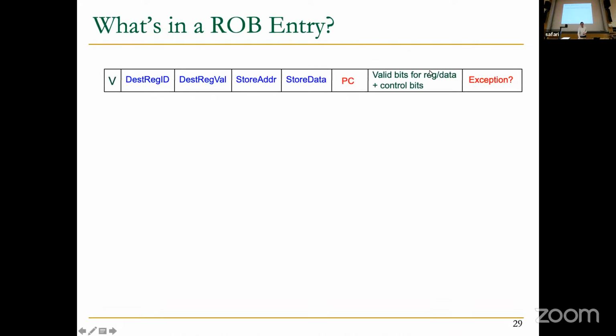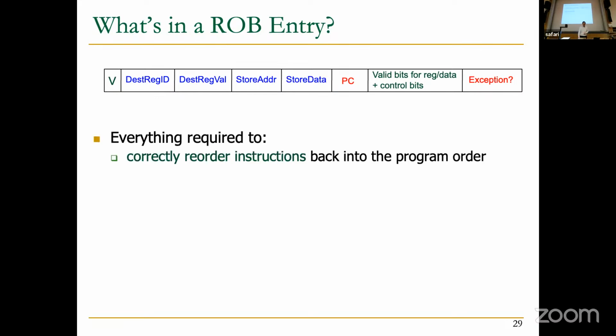And there are valid bits for the register and data values. For example, is the destination register value written, meaning has the instruction finished execution? And has the store address or store data been generated? Again, I'm not going to talk about stores and loads in this particular case, but they complicate the reorder buffer. So basically, to summarize, you need everything that's required to correctly reorder instructions back into the program order.